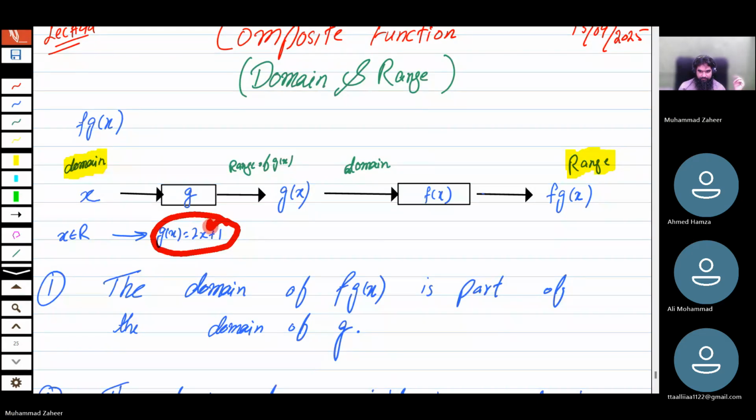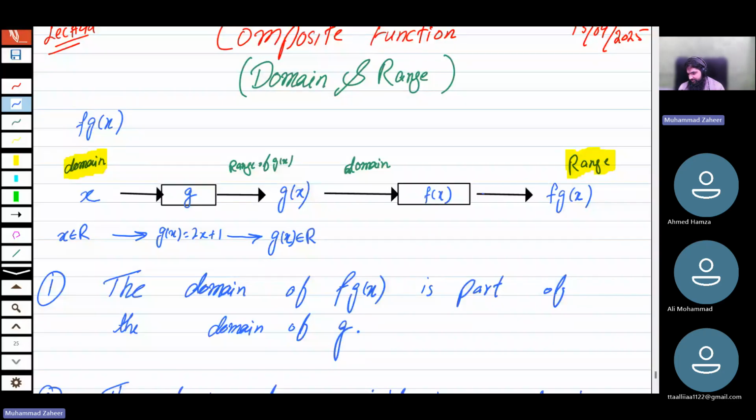Hello? I'm asking you, what is the domain of g of x, 2x plus 1? All real numbers, right? When you substitute all the numbers, what will you get as an output? Also all real numbers. So g of x is going to belong to all real numbers.